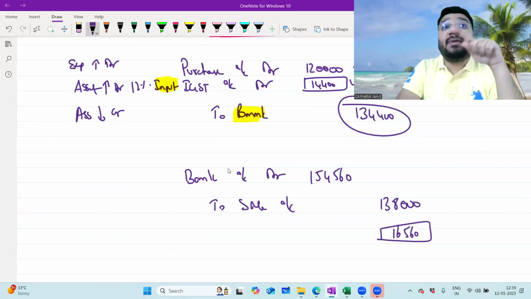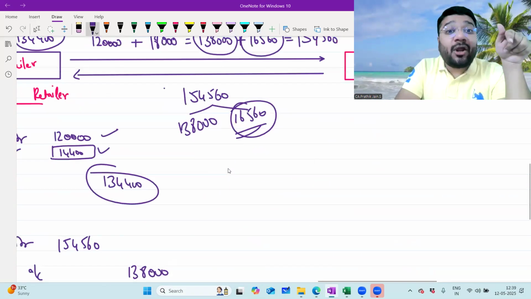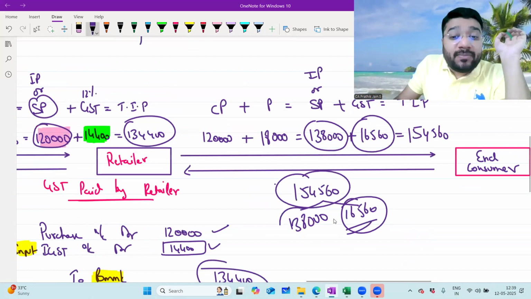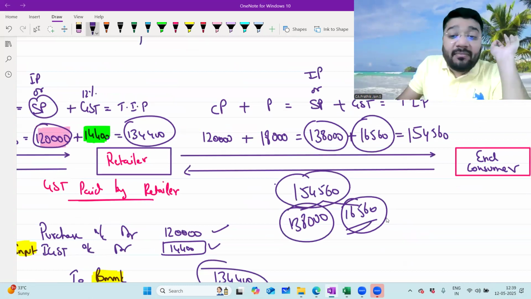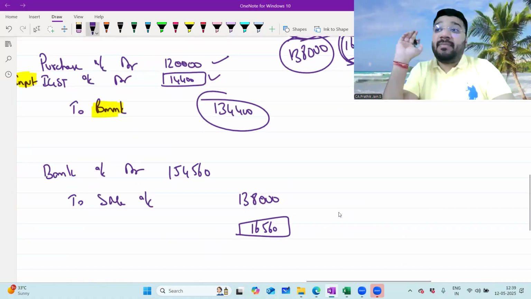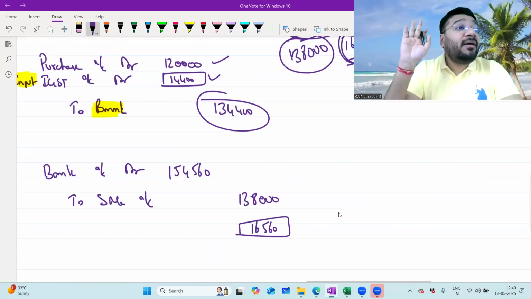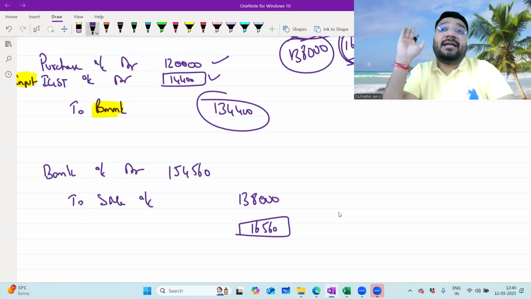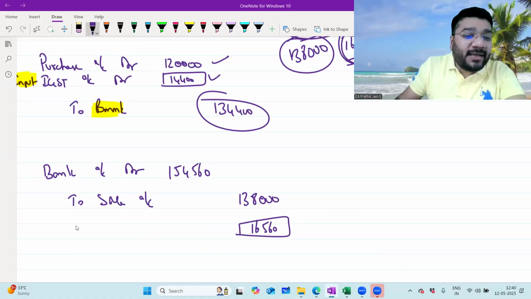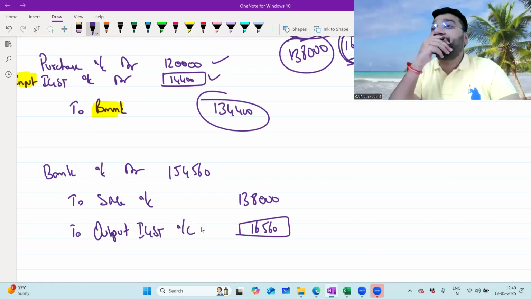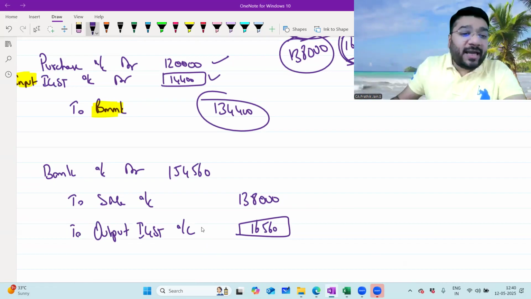This money which is coming in is coming with the intention to go out, because the retailer cannot keep the money the customer is paying. Out of this 1,54,560, he can keep only 1,38,000 to himself, and the remaining 16,560 he has to deposit. Anything that has to go out in future is a liability. To create a liability, credit. So what is the name here? To output IGST account. Any problem? So can I say this is a liability here?